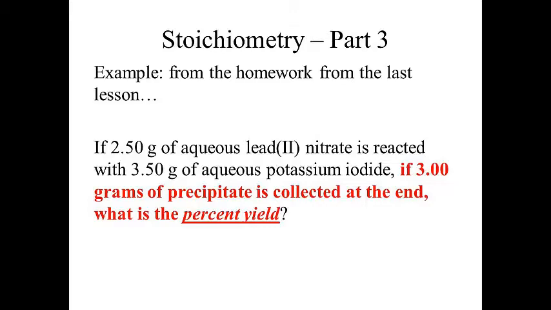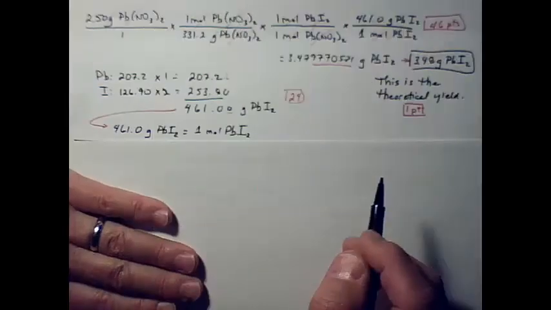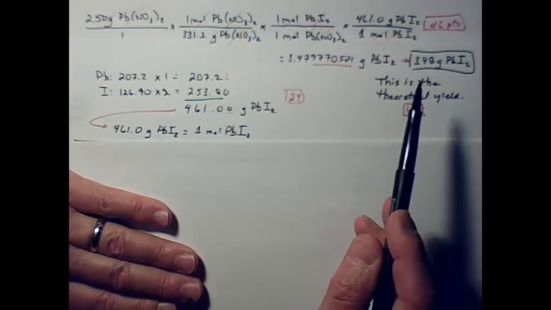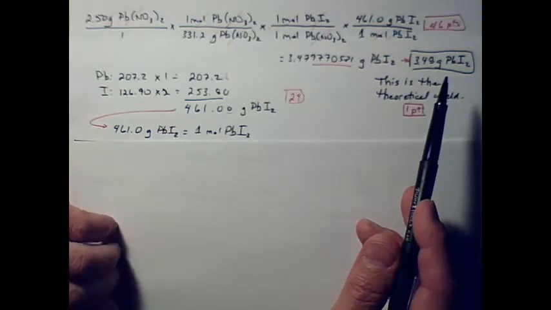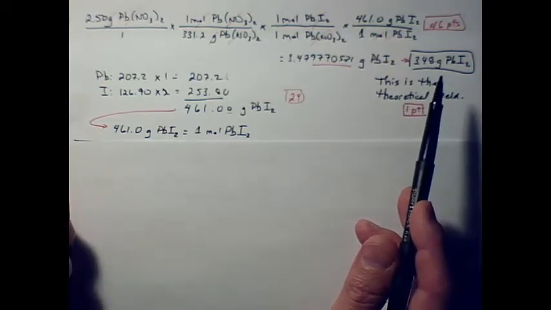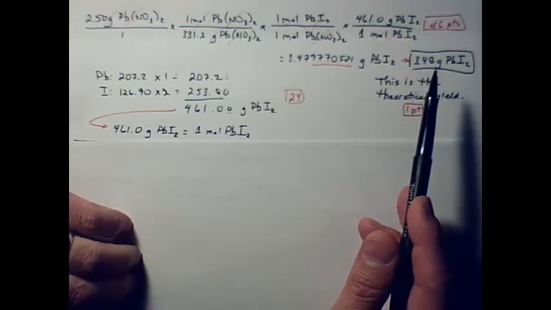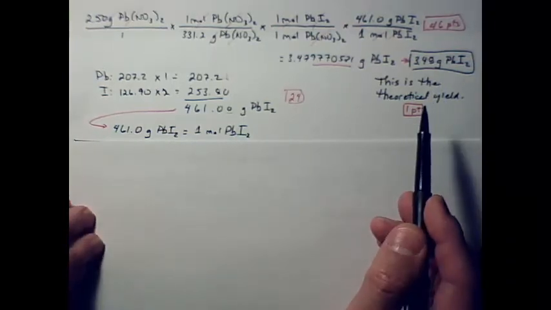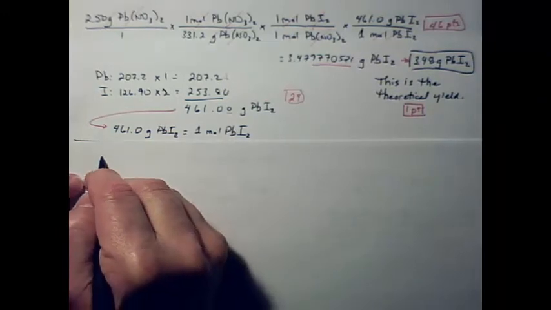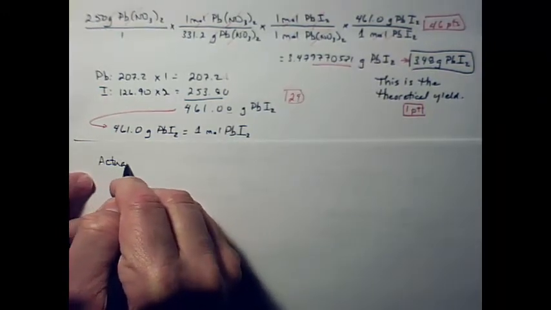Alright, so in the previous problem, we found that we had a theoretical yield of 3.48 grams of lead-2 iodide. And so what we've done is to say, okay, if this is how much we theoretically would have gotten, but we actually got something else, then what is the percentage yield is what we're looking for.